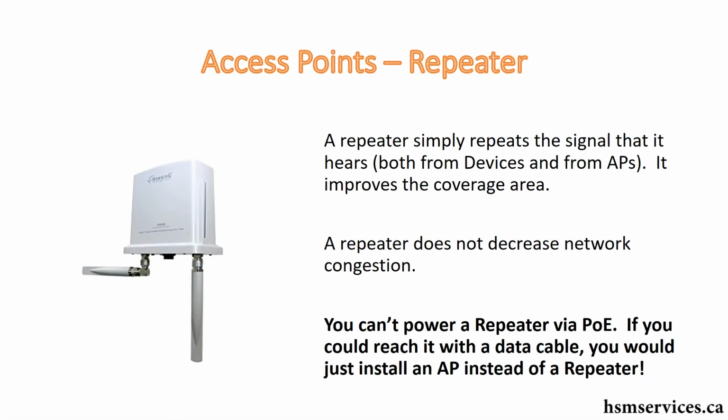So if you have an area and you can't run a data cable for whatever reason, then you can add a repeater, and a repeater does just that. It repeats the signals that it hears from devices and from APs, and it improves the coverage area, and it does not decrease network congestion because it's not an AP. So you can't power a repeater with PoE. I mean, technically you could, but if you could reach a repeater with a data cable, then you might as well just install an AP in that spot instead of a repeater. And repeaters have antennas, so you can add antennas to the repeaters. You could probably even add amplifiers to them as well.